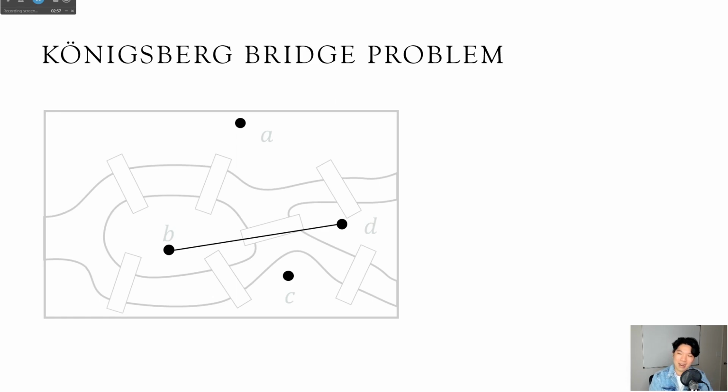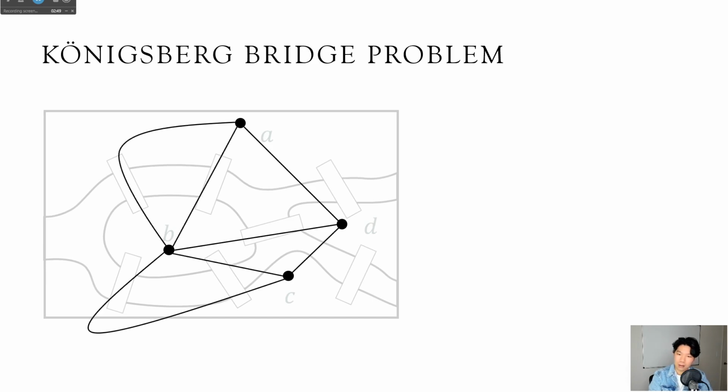I can do the same thing for A and D. For A and D, there's a bridge connecting them, as I can see right here, and then I can draw a line connecting the two. And I can do the same for the remaining bridges. One thing that I want to point out before I go further is notice between A and B. Between A and B, there were 2 bridges connecting the two, so I had to draw 2 separate lines.